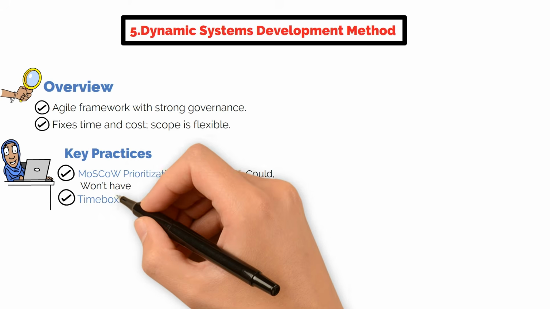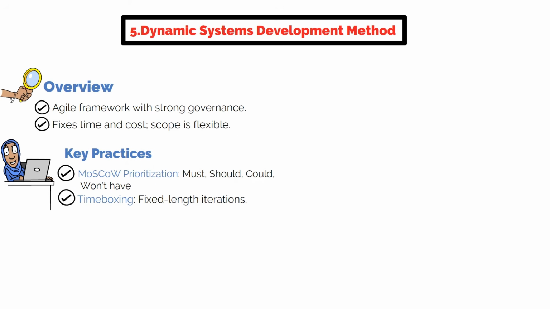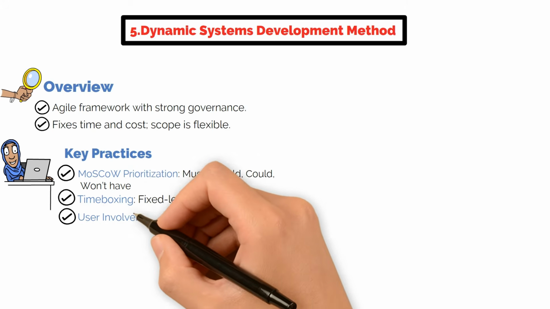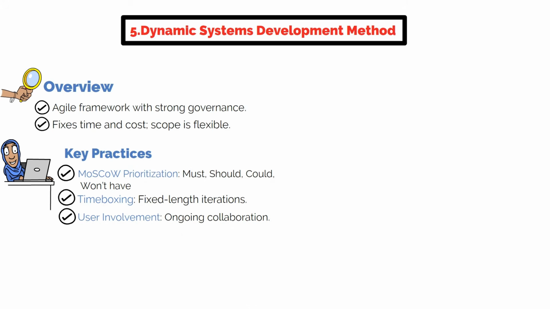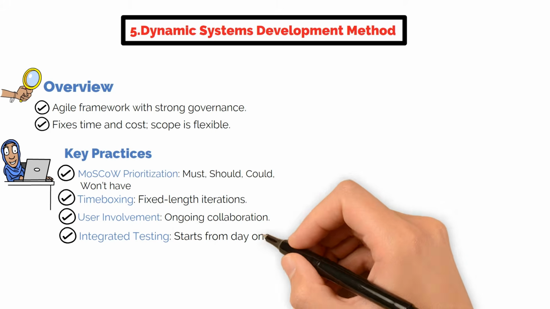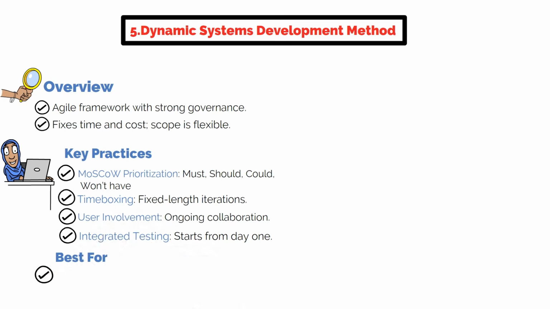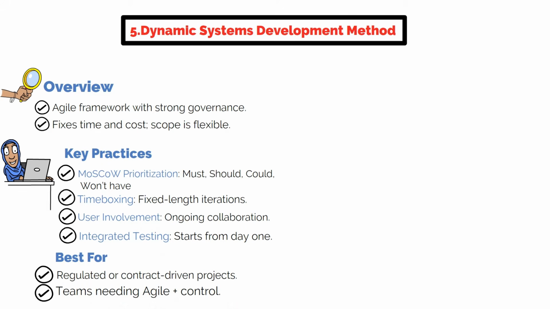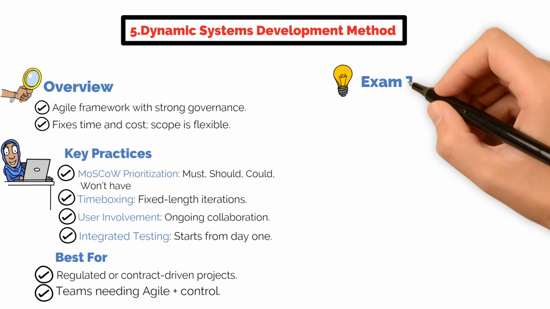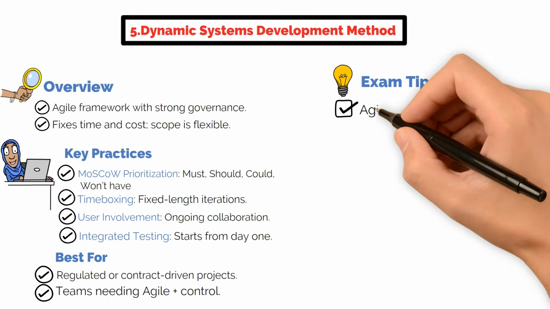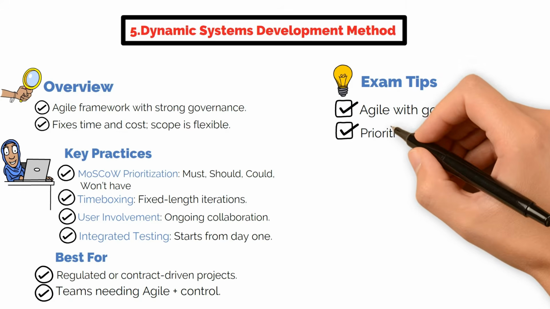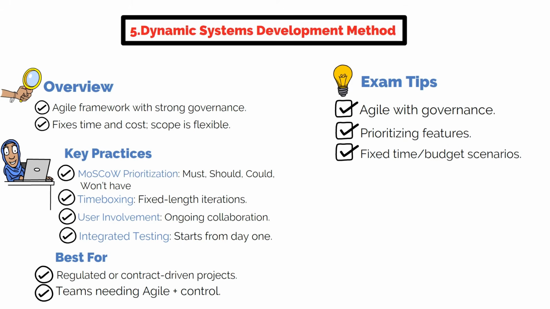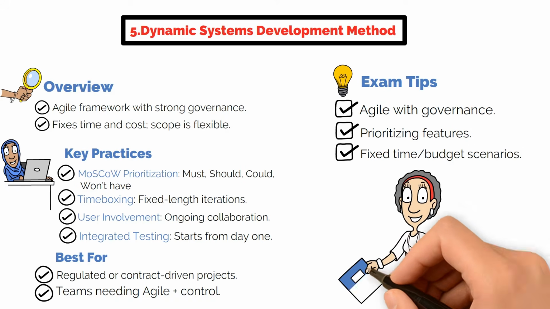Time boxing is a practice where work is delivered within fixed duration iterations. Active user involvement ensures continuous alignment. Integrated testing is embedded from the start. DSDM is ideal for regulated or contract-heavy environments that still want to benefit from Agile. For the PMP exam, look for questions about balancing Agile with governance, prioritizing features effectively, or working under fixed time and budget constraints. Let's look at a DSDM question together.